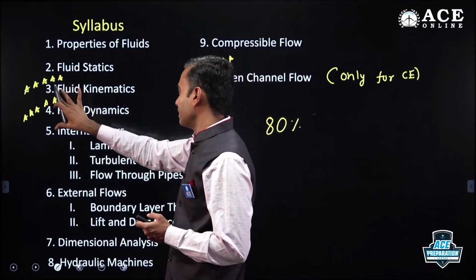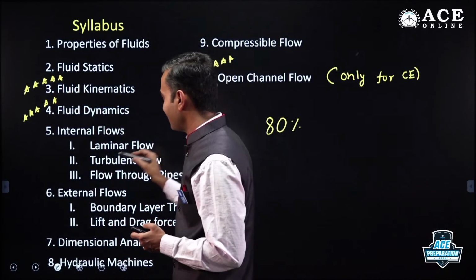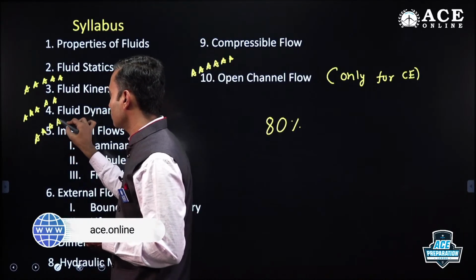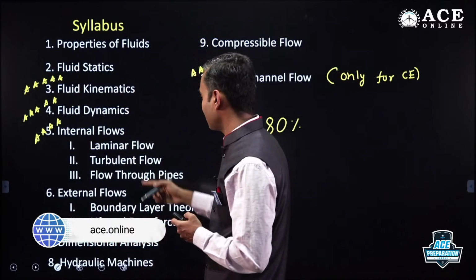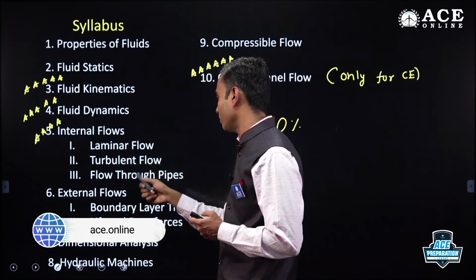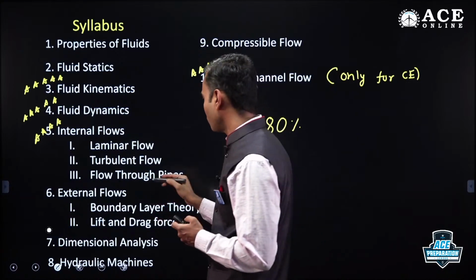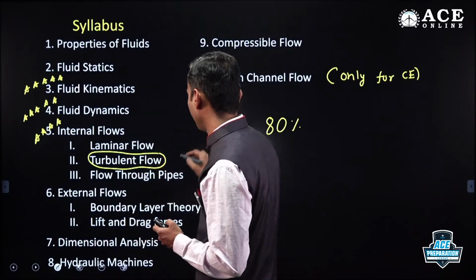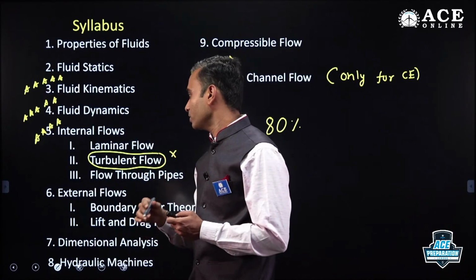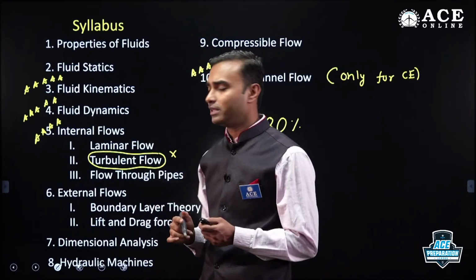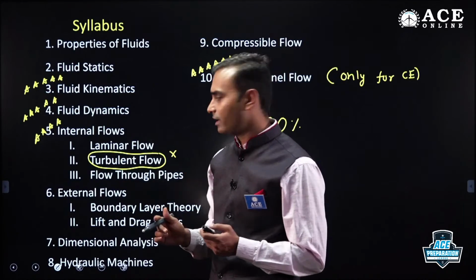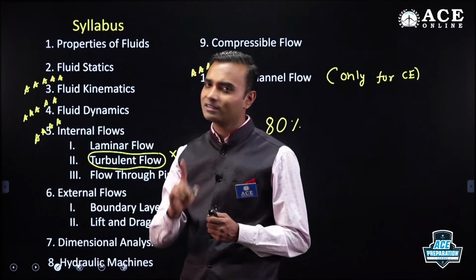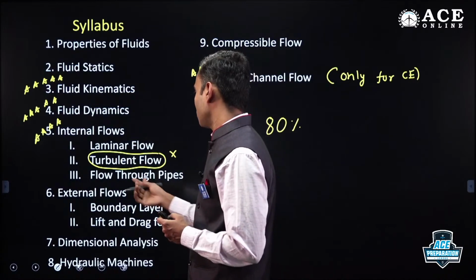Then after fluid kinematics and fluid dynamics, the next highest weightage is for the internal flow chapter. In the internal flow chapter there are 3 subchapters: laminar flow, turbulent flow and flow through pipes. Out of which the weightage of the turbulent flow chapter is very less. For examples from the GATE exam, in the last 10 years in mechanical engineering there are only 2 questions on turbulent flow, and in civil engineering there is only 1 question. So weightage is very less.